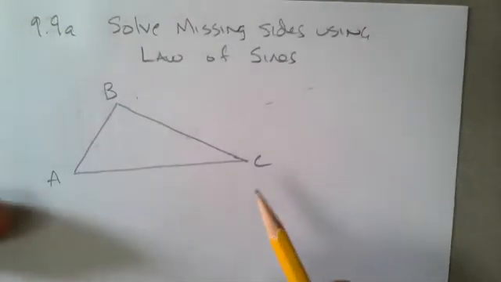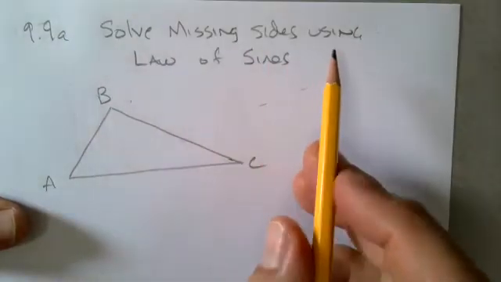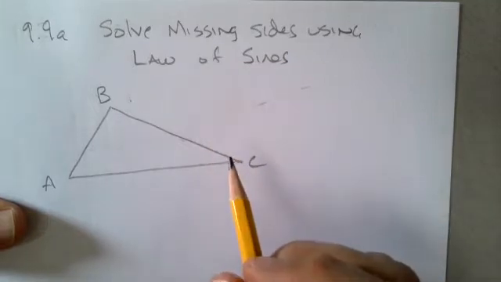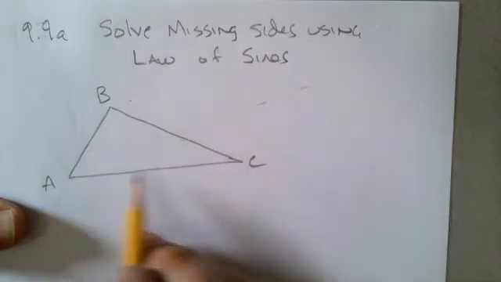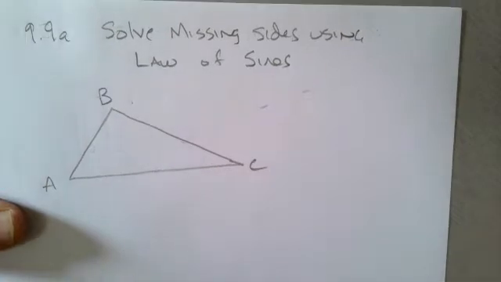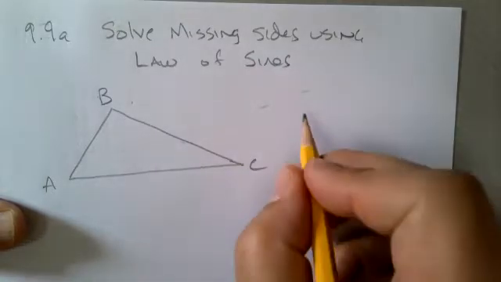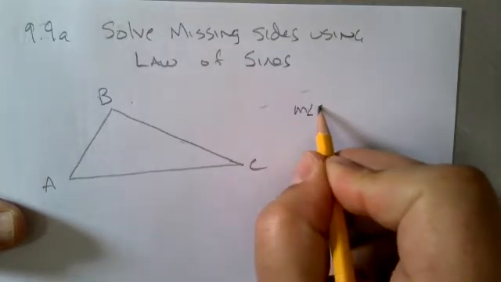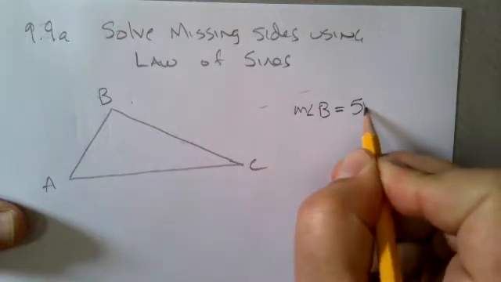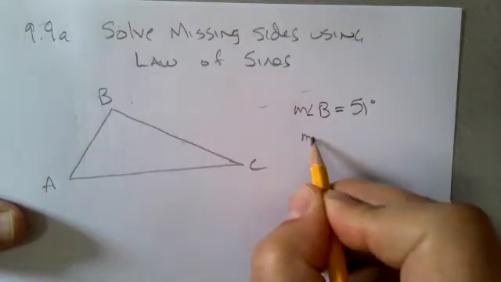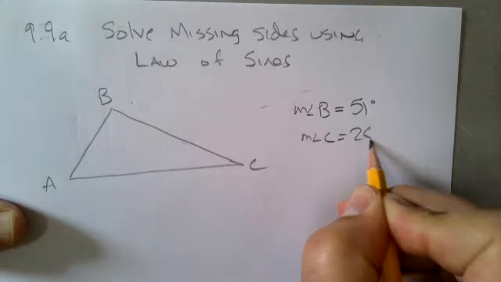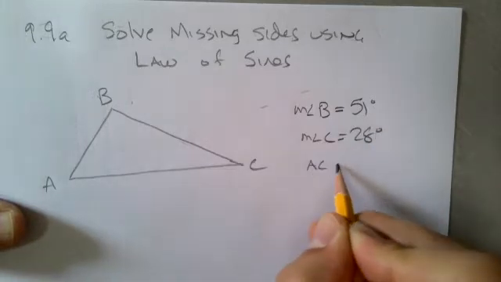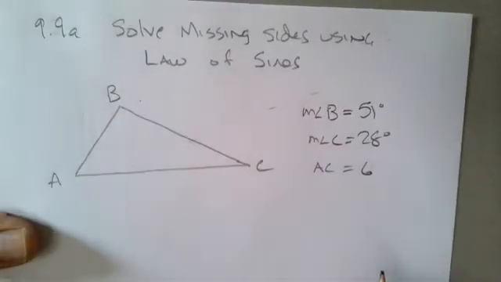This is Mr. Erlin working with solving missing sides using the law of sines. So this applies when we've got a triangle and we're given certain information, but we recognize that it's not a right triangle, so I can't use SOHCAHTOA. For example, let's say I'm given that the measure of angle B is equal to 51 degrees, the measure of angle C is equal to 28 degrees, and AC is equal to 6.